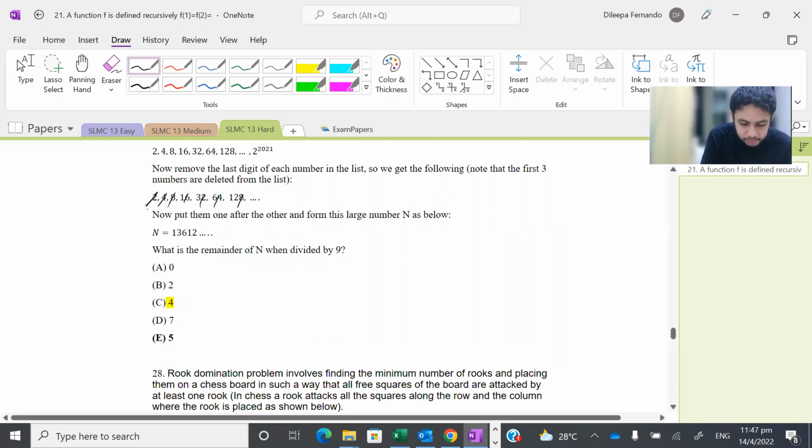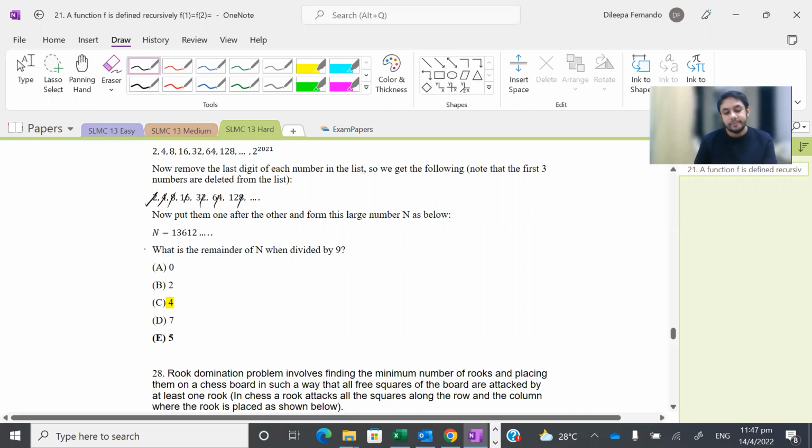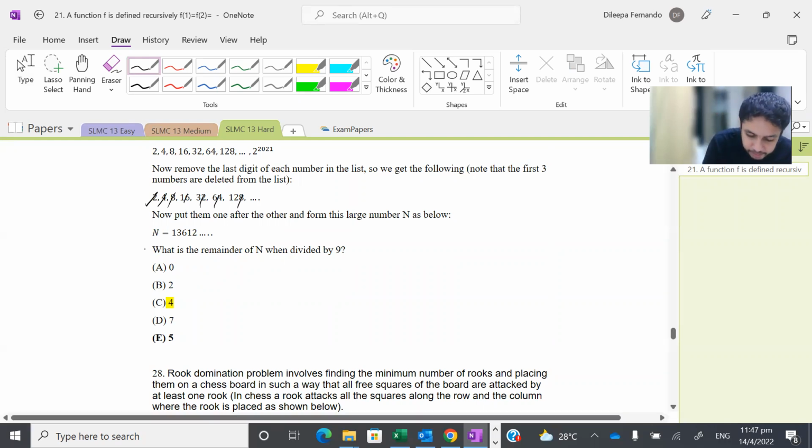Since the first 3 numbers are removed, they are not considered, but we can first consider 1, 3, 6, 12, and you can see you develop one long large number. What is the remainder of n when divided by 9? Again, even though we have 2 to the power 2021, we don't have to use brute force. It's all about using some simplifications, and we ask the remainder of n divided by 9.